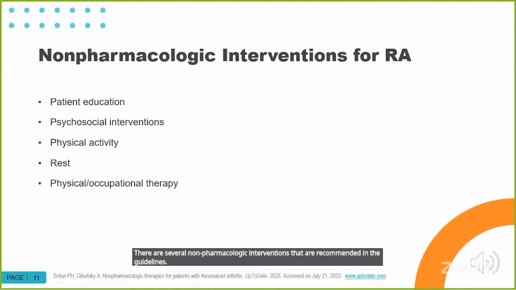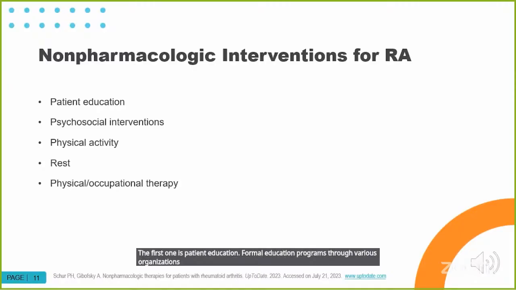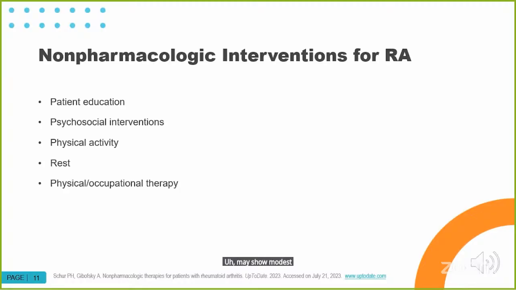The first one is patient education. Formal education programs through various organizations have been shown to reduce pain, depression, and disability in patients with RA. Also, psychosocial interventions such as cognitive behavioral therapy may show modest improvement in symptoms of fatigue and self-reported pain in patients.